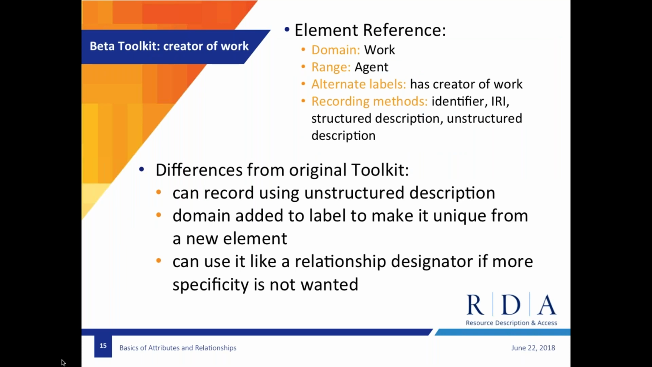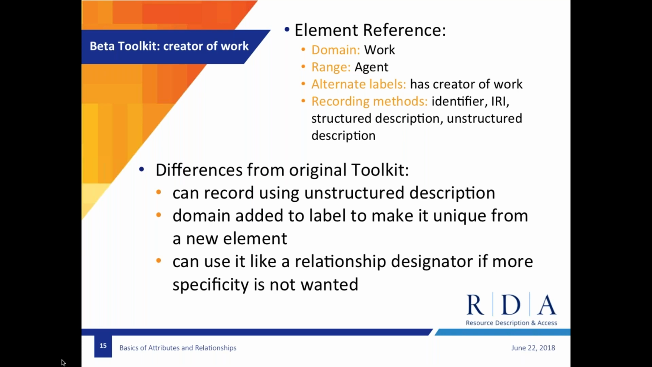So then if I look at this same element in the Beta Toolkit, I'll see that I have a domain of work, a range of agents, an alternate label that will come from the OMR, has creator of work, and I have all four recording methods available to me. So how is this different from how it's used in the original toolkit?